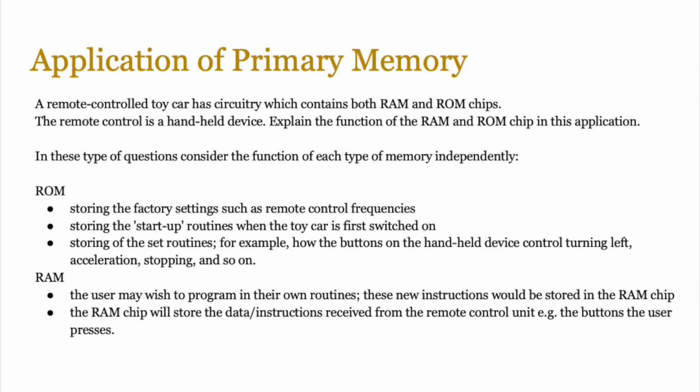The RAM part will be used by the user who may wish to program their own routines in there. For example, there might be some sequence of instructions that they want to store in the RAM. The RAM chip will store the data or the instructions received from the remote control unit. For example, there might be a sequence of buttons the user presses, and that's stored in RAM.